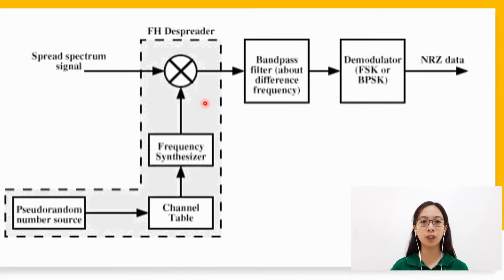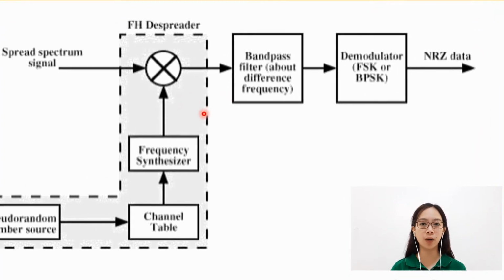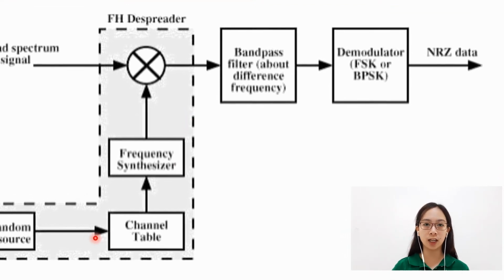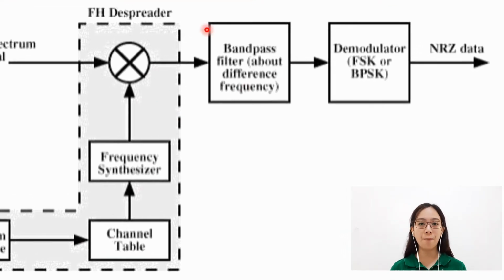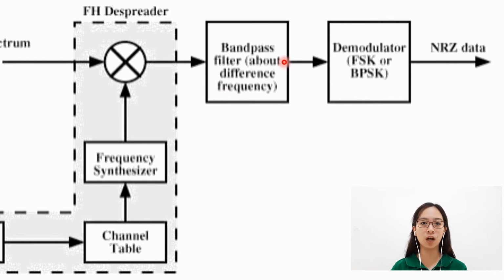This is then multiplied by a replica of the spreading signal to yield a product signal. Again, a bandpass filter is used to block the sum frequency and pass the difference frequency, which is then demodulated using FSK or PSK to recover the binary data.